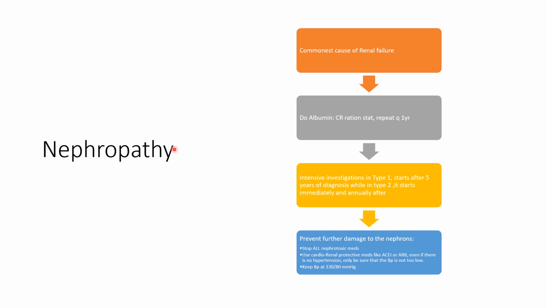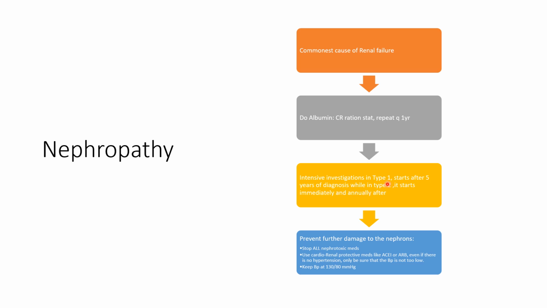In nephropathy, this will be the commonest cause of renal failure, that is diabetic nephropathy. Here we can do albumin to creatinine ratio at the first visit and then repeat that every year in type 2 diabetes. Intensive investigations in type 1 will start after 5 years of diagnosis of type 1, while investigations when it comes to nephropathy will start in type 2. The first time we'll make the diagnosis and then annually. I think we got the picture right.